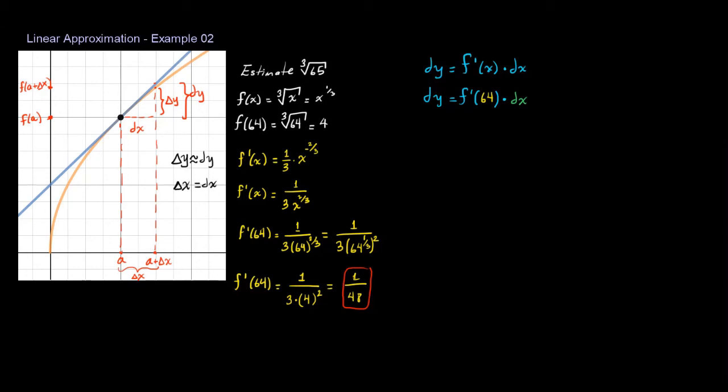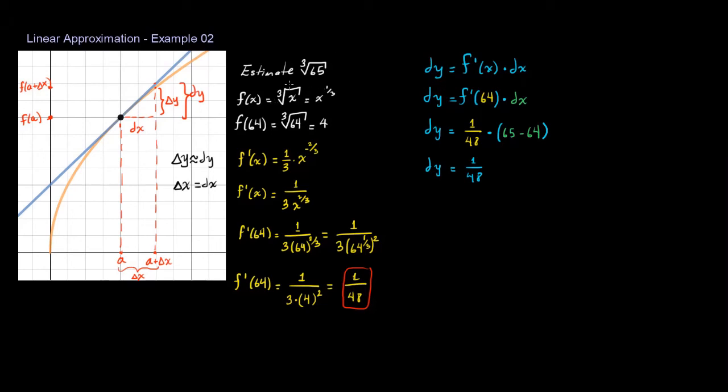So let's keep on with this. dy is equal to f prime of 64, which we know is equal to 1/48, times dx. I'm going to use parentheses here. dx would be equal to 65 minus 64, which is obviously 1. So the dy would be equal to 1/48. Now remember, we are not looking for the dy in this case.